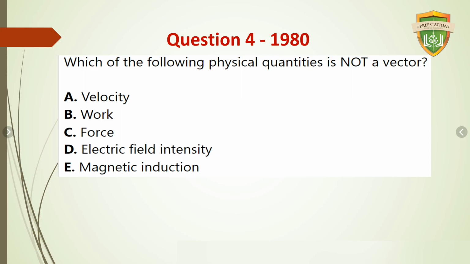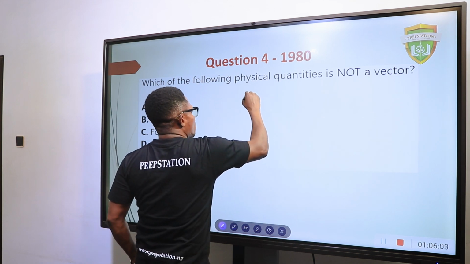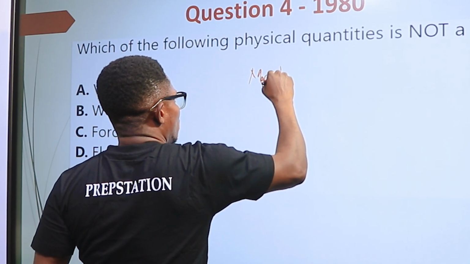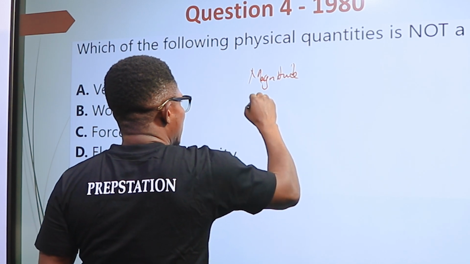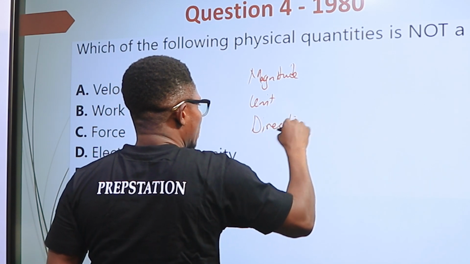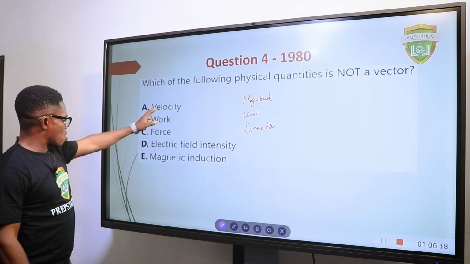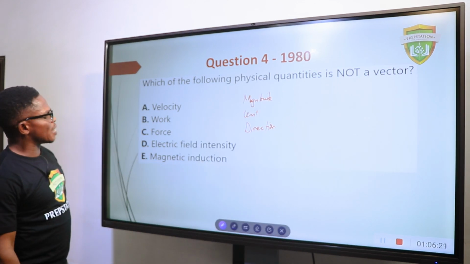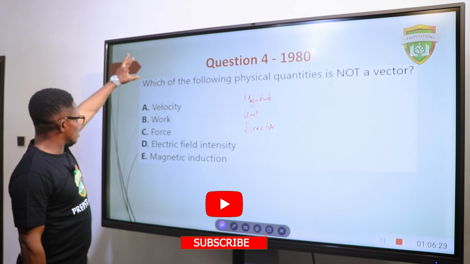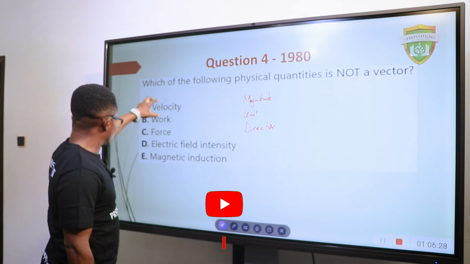Let's move forward. Which of the following quantities is not a vector quantity? Remember, I told you that vector quantities are quantities with what? Number one, they have magnitude. Number two, they have units. And then number three, they have direction, unlike scalars. So if you look at this now, we have velocity, work, force, electric field, and then magnetic field. So the one that is not a vector quantity here is work.